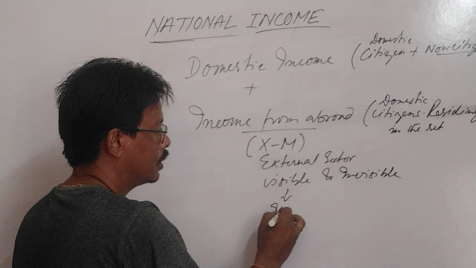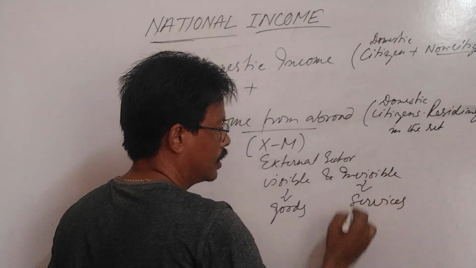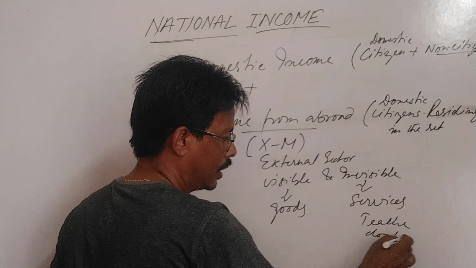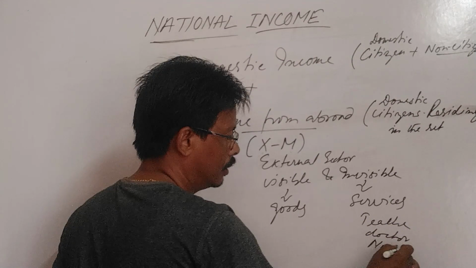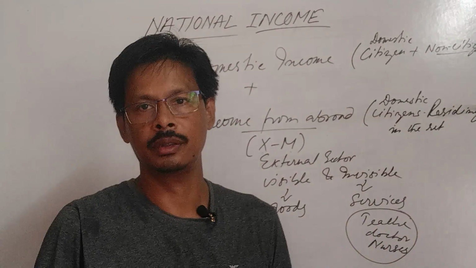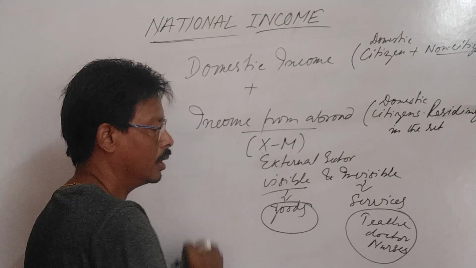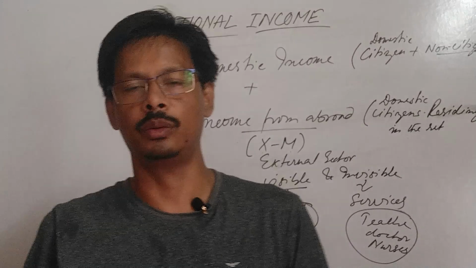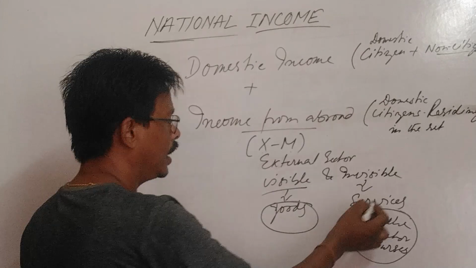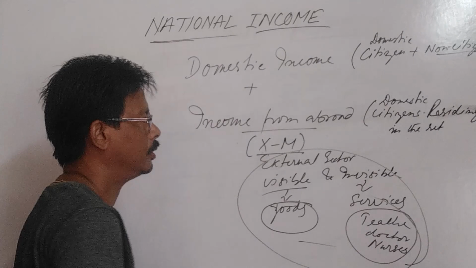Visible means goods, only goods. Invisible means services. Services, that may be teachers, doctors, nurses, whoever earned by providing services to abroad. And visible items means only goods, tangible things which we are exporting to abroad or importing from abroad. When we take the account of exports and imports, we'll account all these things together.